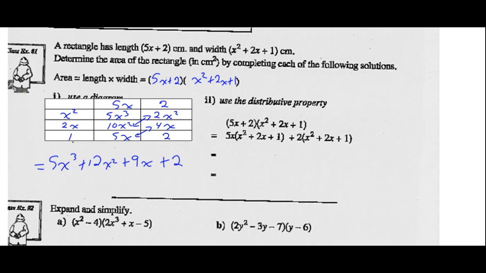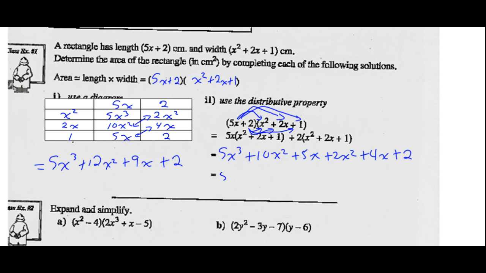All right. We should get the same answer if we use the distributive property. So I'm going to make sure every term in the first bracket is multiplied by every term in the second bracket. So 5x times x squared is 5x cubed. 5x times 2x is 10x squared. And 5x times 1 is a positive 5x. Do the same thing with the 2 now. 2 times x squared is a positive 2x squared. 2 times 2x, a plus 4x. And 2 times 1 is a plus 2.